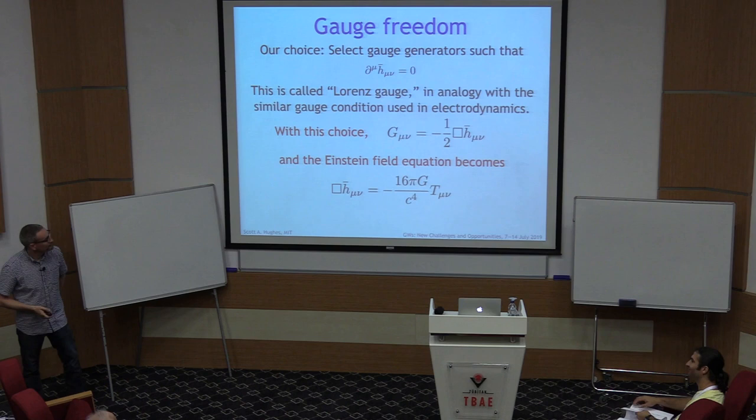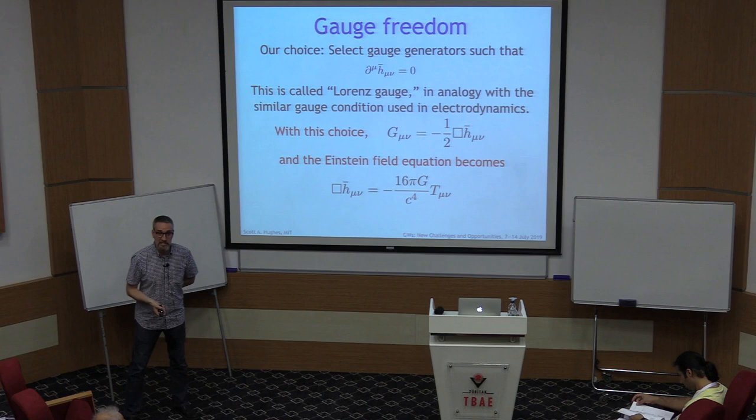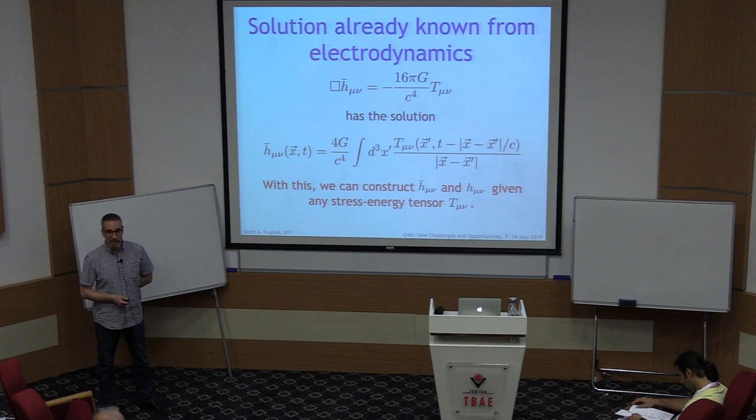And so when you do that, then your Einstein field equations are just wave operator on this trace reverse tensor is, up to a coupling coefficient, the stress energy tensor. And remember, we've already solved this equation. Okay? Like I said, we did it the way any smart physicist would do it. We looked it up in a book. So we go and we look it up in a book again, remind ourselves what the structure is.